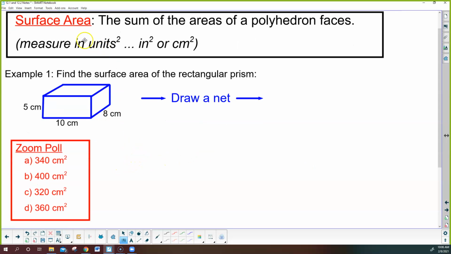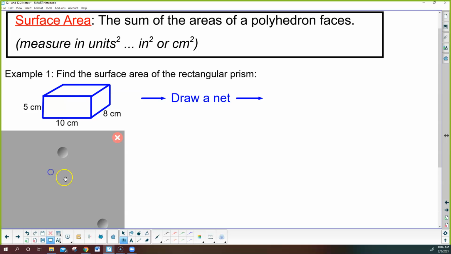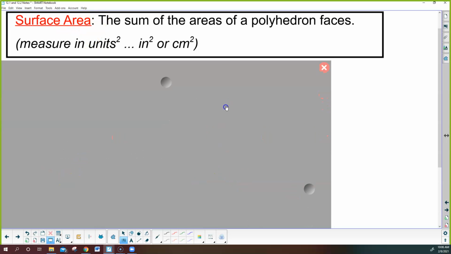So our job is to do surface area. And we're going to do this in pieces, just so I know you're in the right spot. Our job is to find the surface area of the following shape. Well, what is surface area? We defined it on the other page. It's the sum of the areas of the polyhedron faces, which is just a fancy way of saying add up all the sides, and that is how much total space the outside of our shape takes.